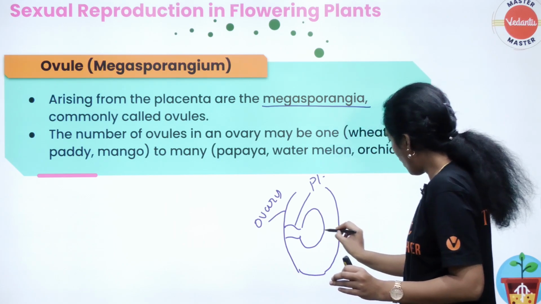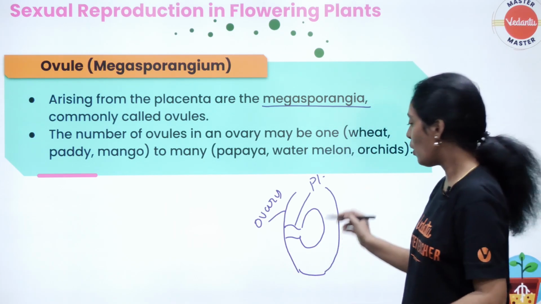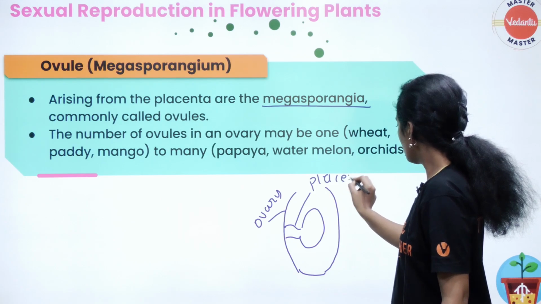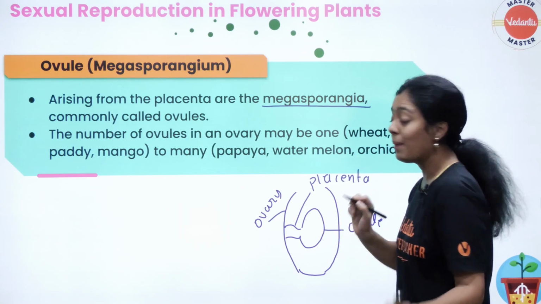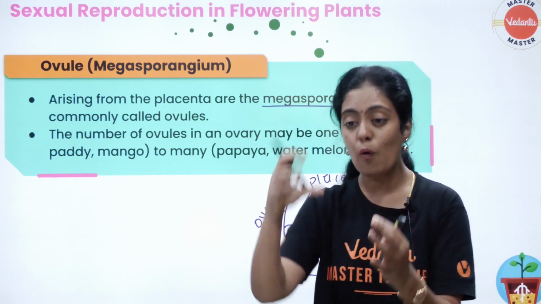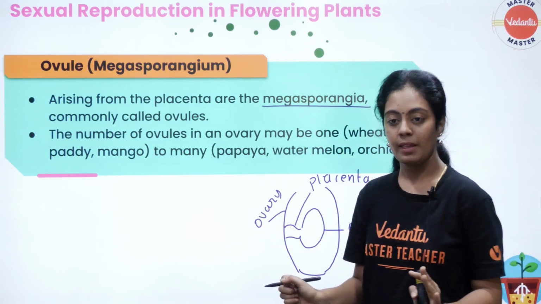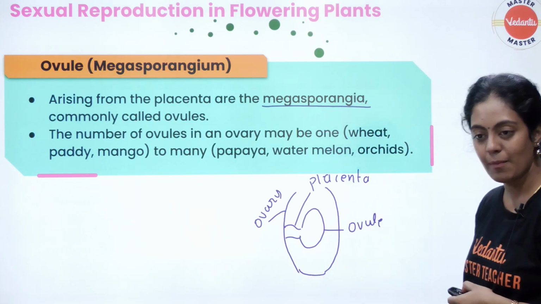Okay, and this is your ovule. Placenta இருக்கு, அதுக்கு அப்புறம் ovule இருக்கு. Okay, placenta and then ovule. Placenta is going to connect your ovule to your ovary. அது ரொம்ப clear-ஆ ஞாபகம் வச்சுக்கோங்க.